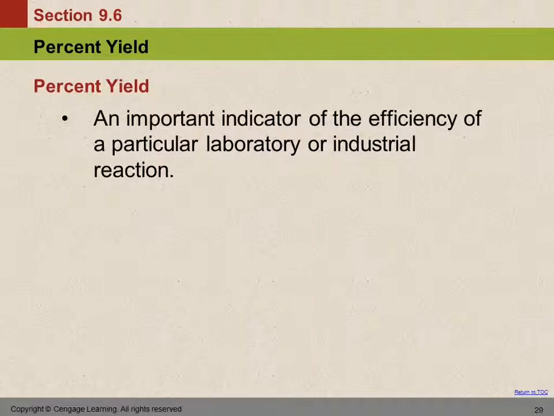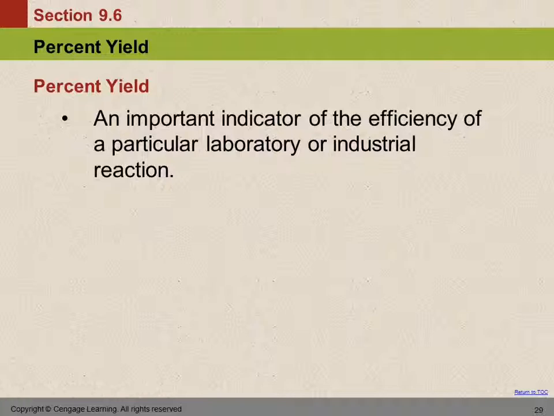So, last section of Chapter 9, percent yield. And we looked at this a tiny bit in lab on Friday. Percent yield is an important indicator of efficiency. And this is especially important if you're in industry and you're trying to make, I don't know, sodium hydroxide or something, and you need to know, how efficient is the process? Am I getting all that I can get out of this process?